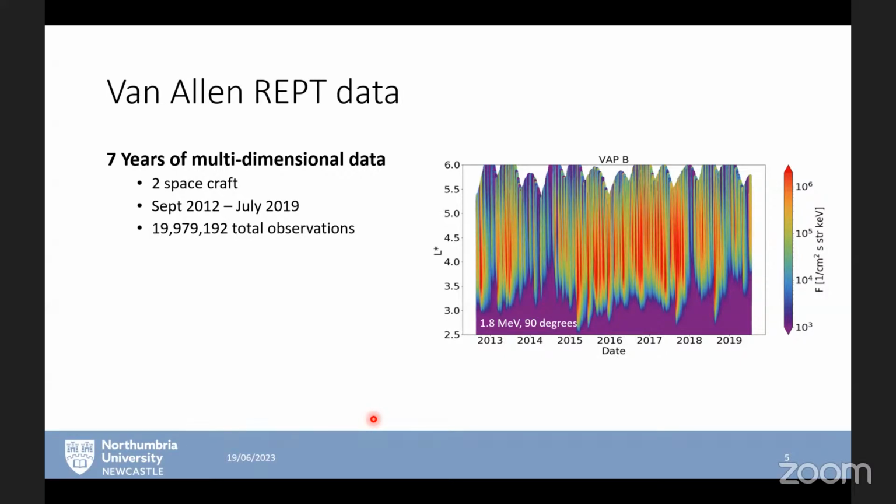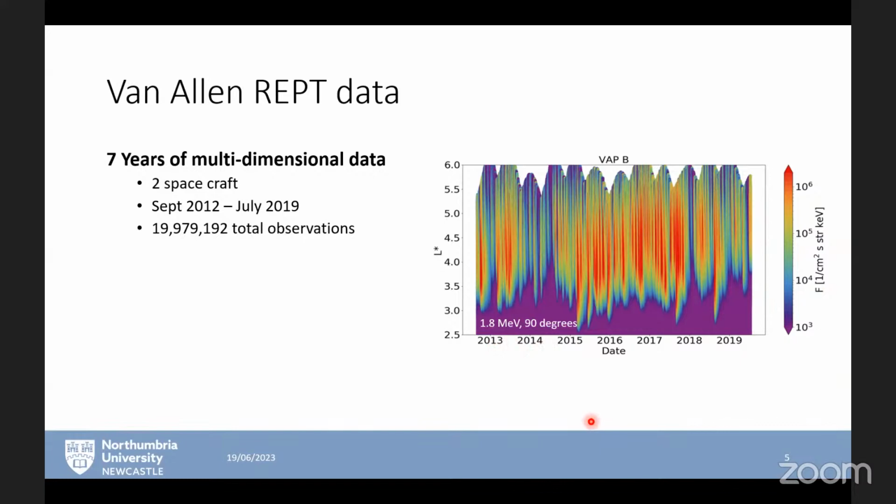An example of what the REPT data looks like is shown here, where we have L star plotted on the y-axis and time plotted on the x-axis. The colour represents the relativistic electron flux measured at 1.8 megaelectron volts and 90 degrees.